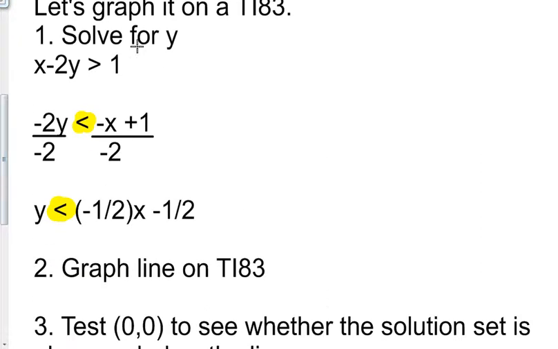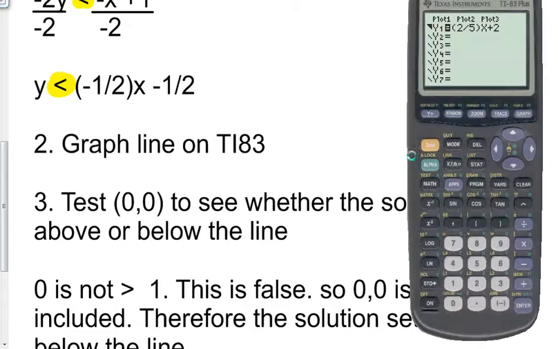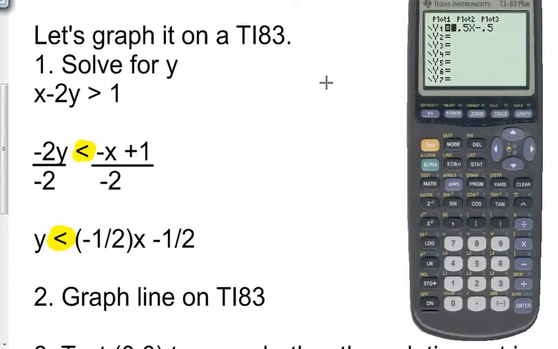Let's graph this on a TI-83. Step 1, I have to solve for y. I subtract x from both sides, and then I need to divide by negative 2. Here I'm dividing by a negative number, so I have to switch this sign. So y is less than negative 1/2 x minus 1/2. So I'm going to graph it on a TI-83 using the steps. Turn my TI-83 on, go to y equals, and then I enter this.